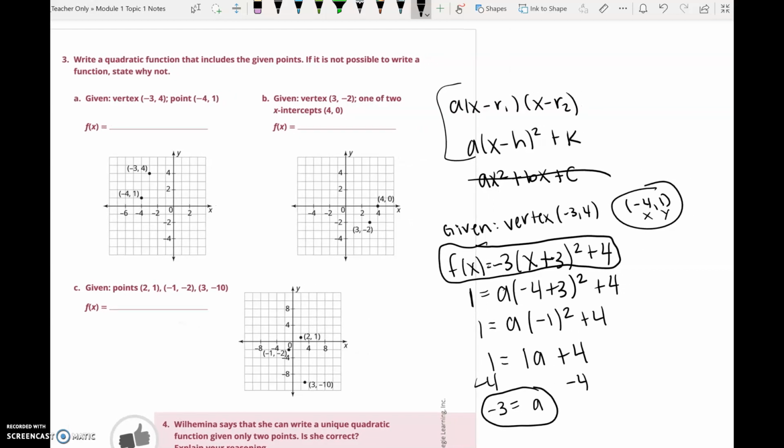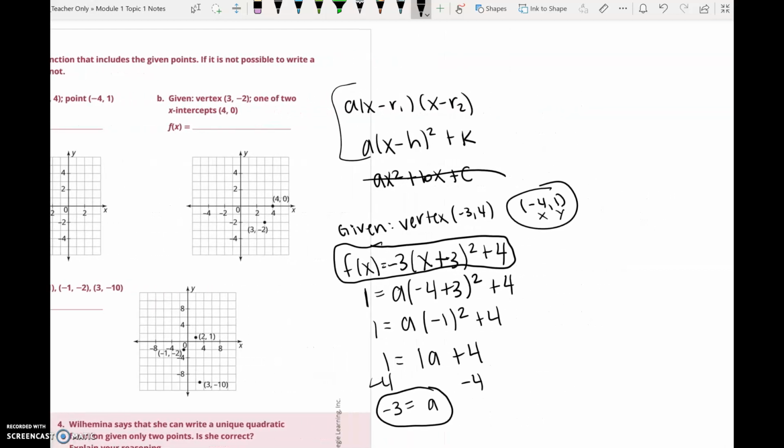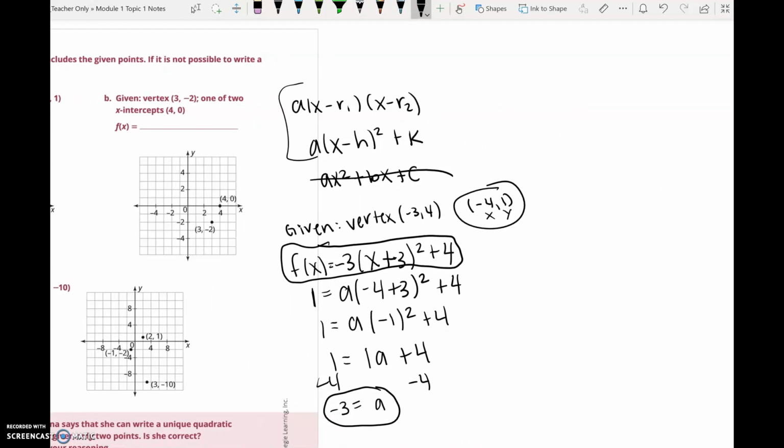Part B is again a vertex and then an intercept. But since we have the vertex, we're going to go ahead and use vertex form. So I'm going to start with my vertex. So I'm literally just going to erase H and put 3, and then erase K and put 2. So I almost have it, but I need A.